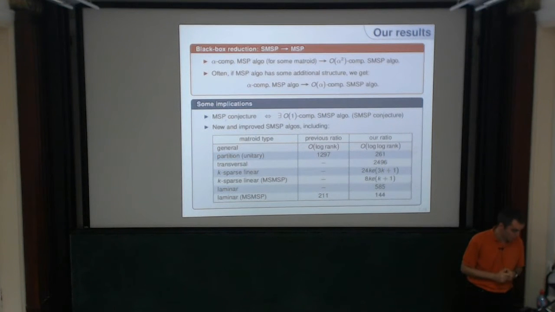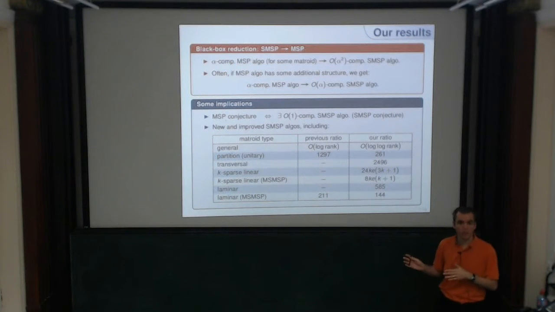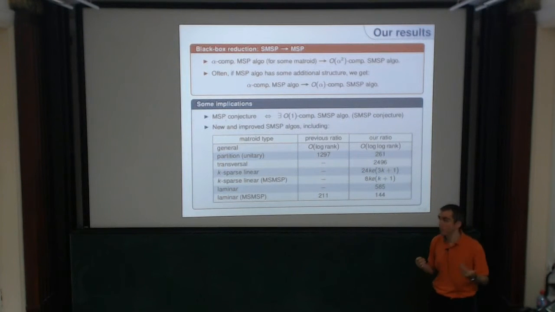What it means, of course, is that now the matroid secretary conjecture is really the same as the one for submodular functions. Because when you have a constant competitive algorithm for a linear one, you get an alpha squared, which is as well constant competitive for the submodular version. So from that point of view, those problems should have the same difficulty. One is not harder than the other.